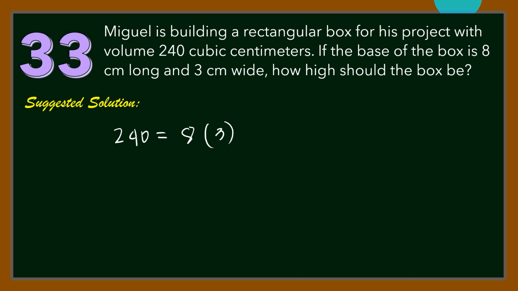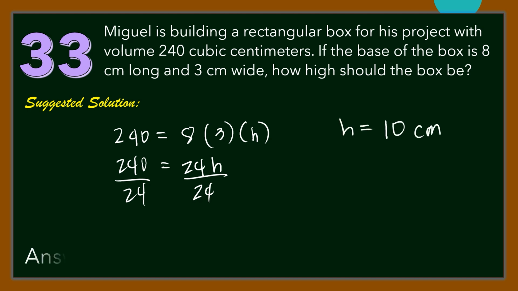So we have 240 equals 24 times height. Let us divide both sides of this equation by 24. Then the height must be equal to 10 centimeters.